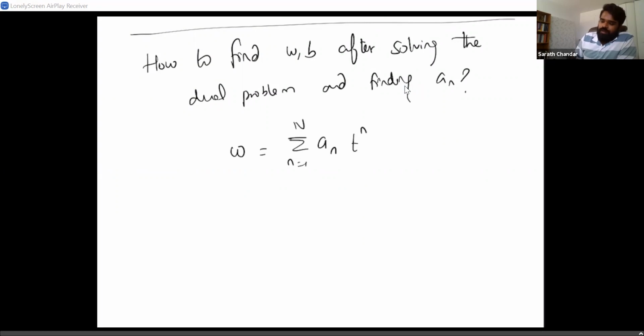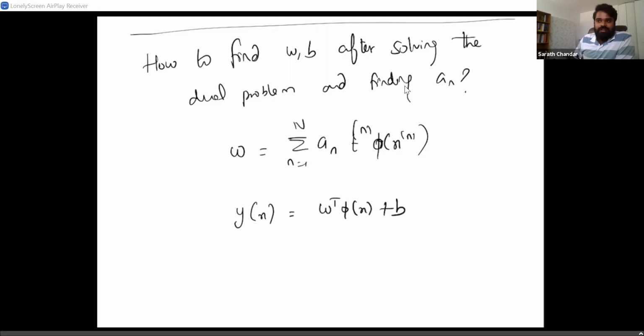Okay, so t_n phi of x_n, right? This is something that we have already derived. So now we have the value for W. We got W, right? So now y of x is given by W transpose phi of x plus b. This is my classifier.